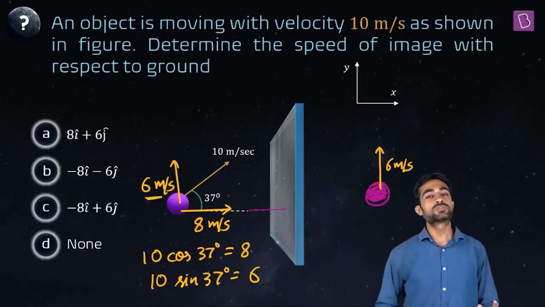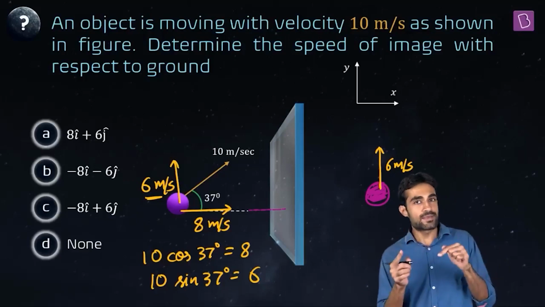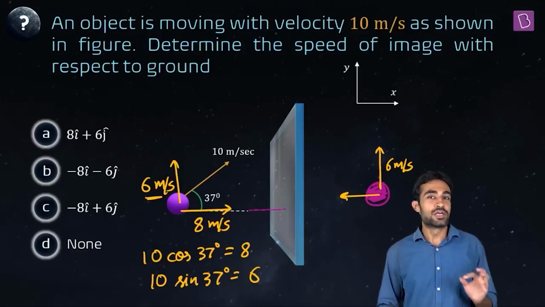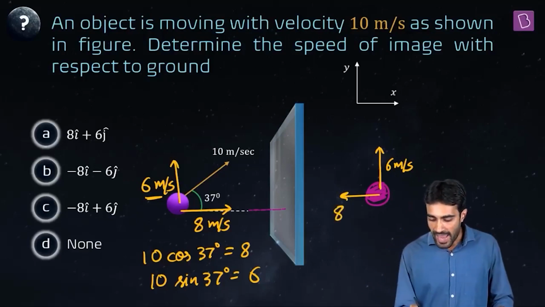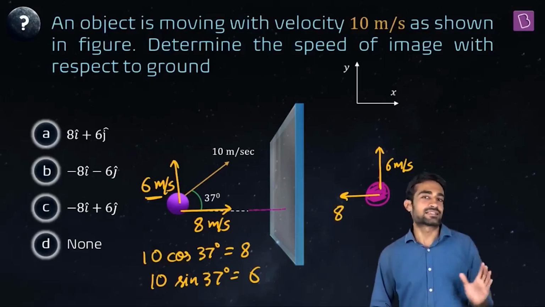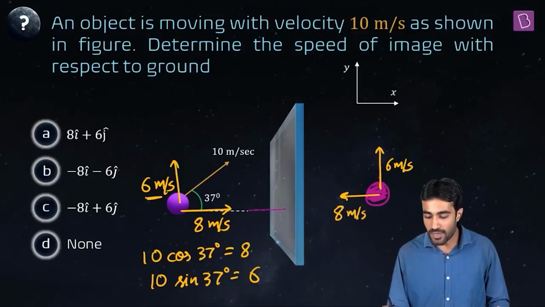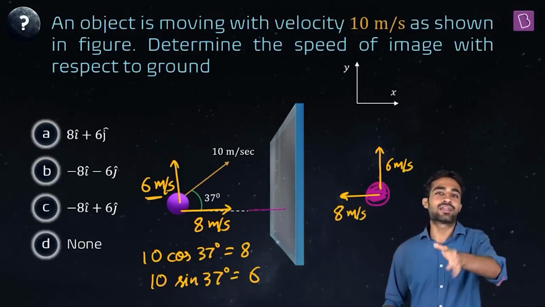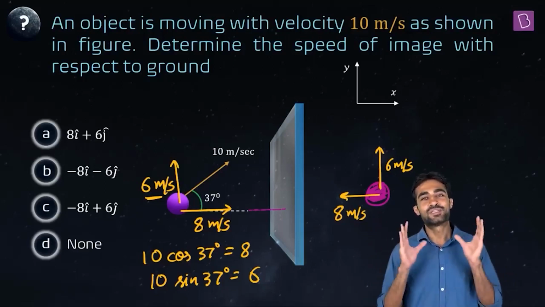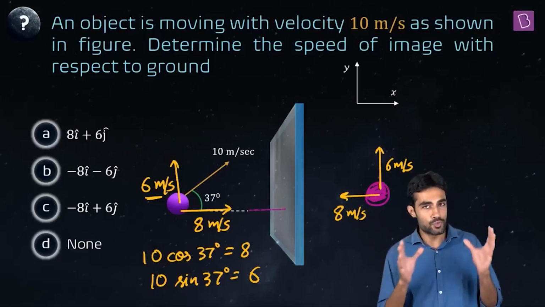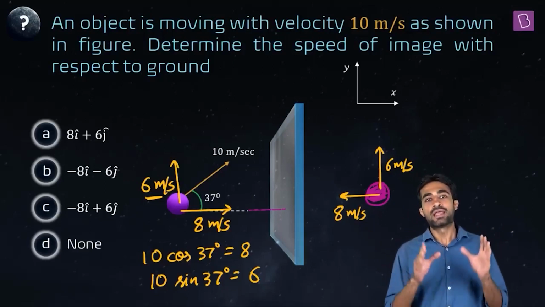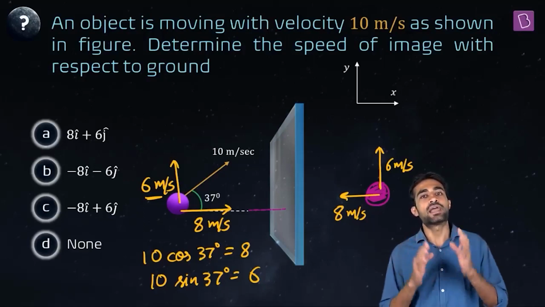So the object was moving with 8 meter per second towards the mirror. Image will also be moving with 8 meter per second towards the mirror. So you can notice 8 meter per second for the object was along positive x-axis, and 8 meter per second for the image is along the negative x-axis. So this component of velocity got reversed. So this is the concept. Break the velocity into two components. One component that is along the normal to the mirror, that component will get reversed for the image.